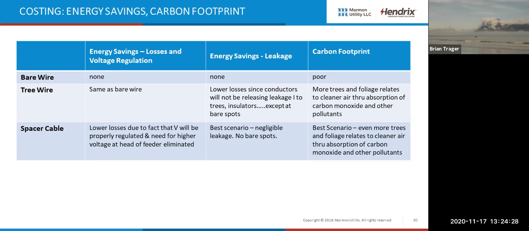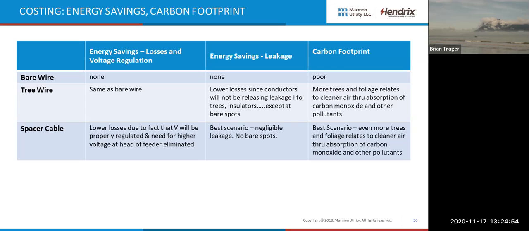But with spacer cable, due to the fact that my phases are close together, I have a 15 to 20% reduction in impedance, a 15 to 20% reduction in end-of-line voltage, and top-of-line head of feeder voltage. I'm not cranking up that voltage and the current to compensate for that increased impedance. So I have lower losses there.